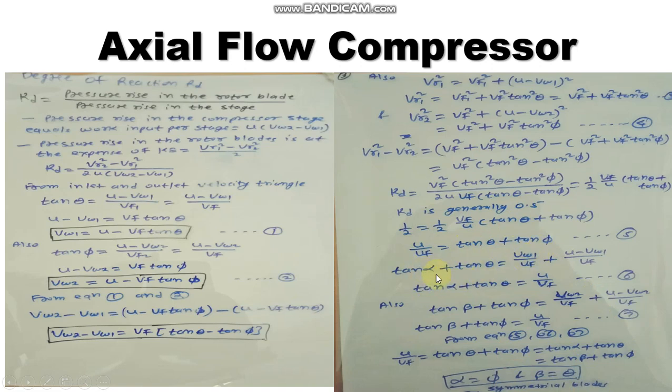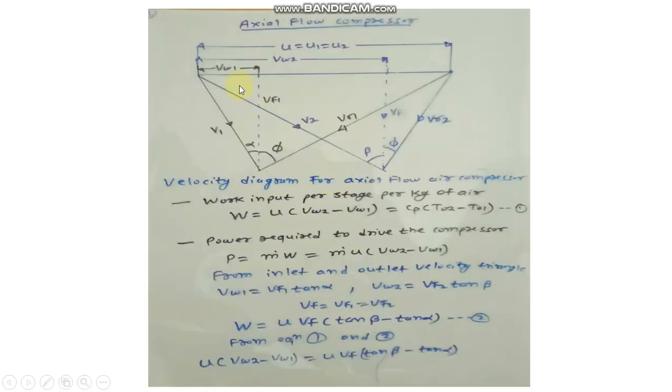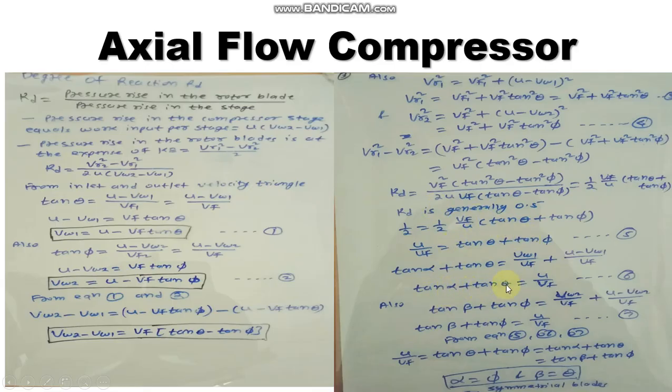This is equation number 5. Now we see alpha and theta, and alpha and phi, in the diagram. Tan alpha is equal to Vw1 upon Vf1. Tan phi is equal to this distance, U minus Vw2, upon Vf. See, this is the phi angle, this is the alpha angle. Tan alpha is equal to Vw1 upon Vf1. Tan phi is equal to this distance, U minus Vw2, upon Vf.